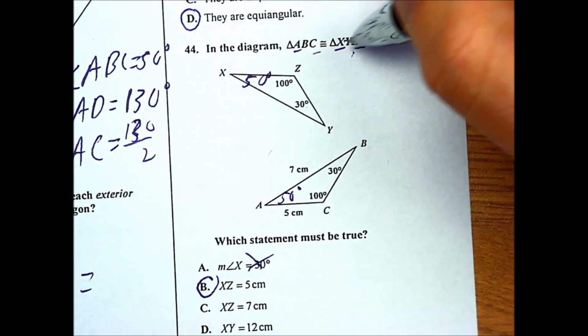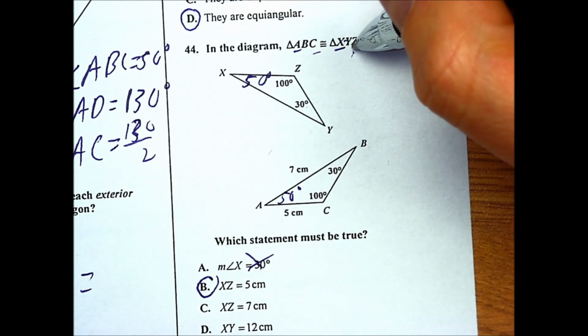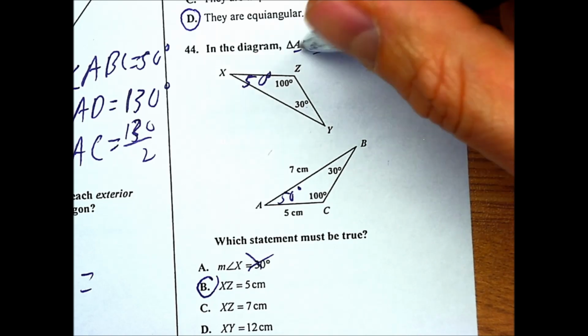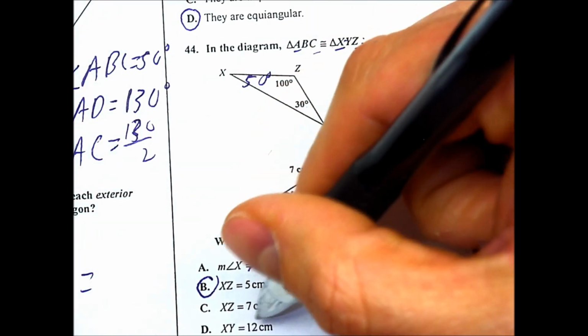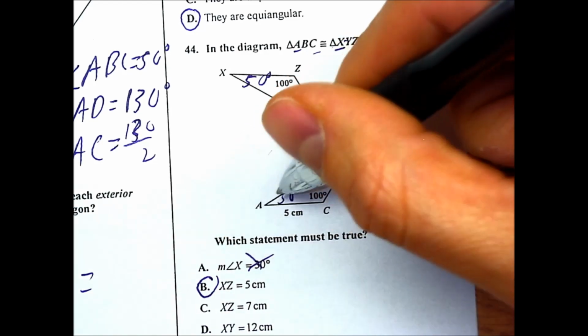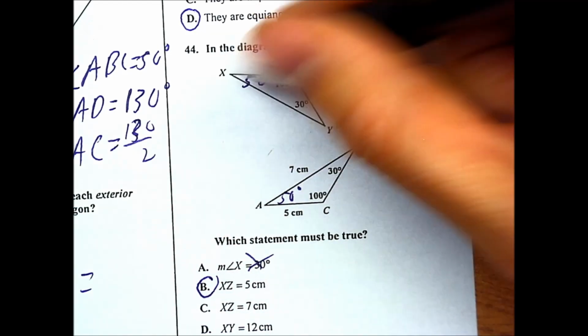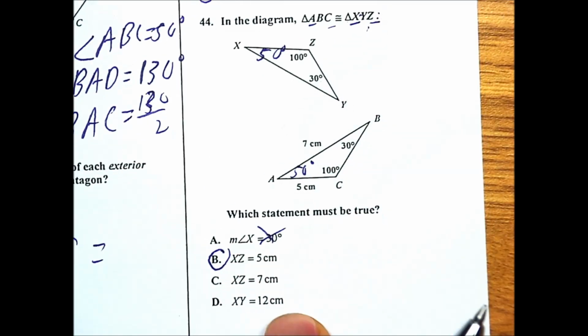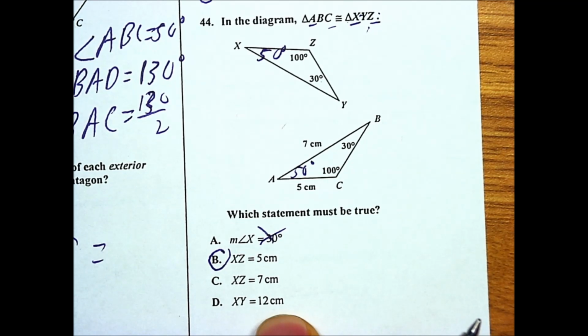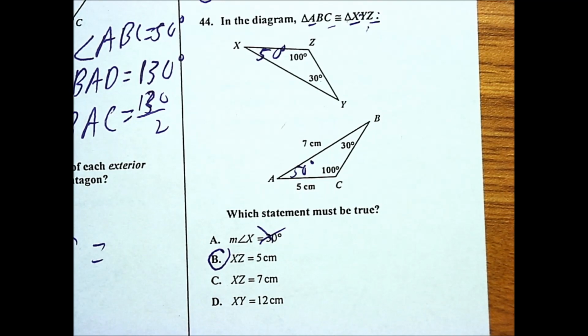What about XZ? XZ is 7. Well, no. XZ should not be 7 because XZ corresponds to AC. So the length that corresponds to 7 here should be AB and XY. XY is 7. And on this diagram, there is no length of 12 centimeters. The 12 centimeters is a distracting answer. They got that by adding the two sides together, which would not be the proper thing to do.